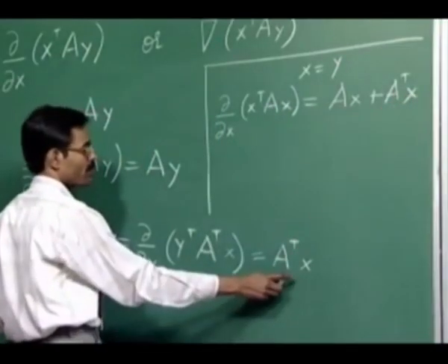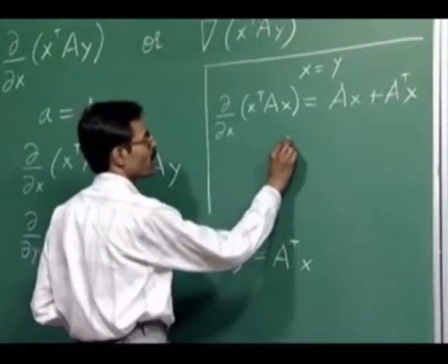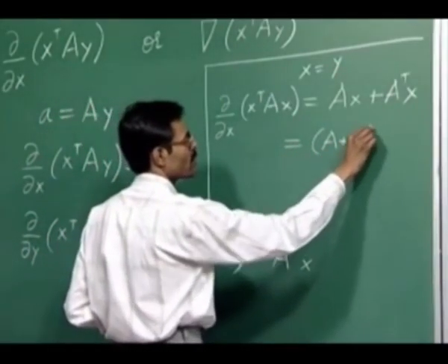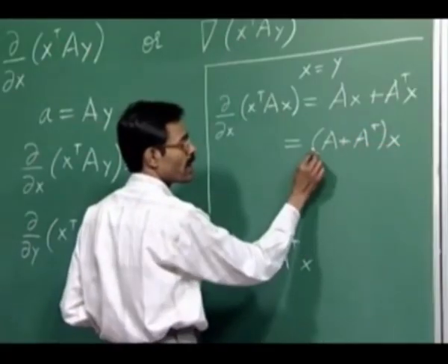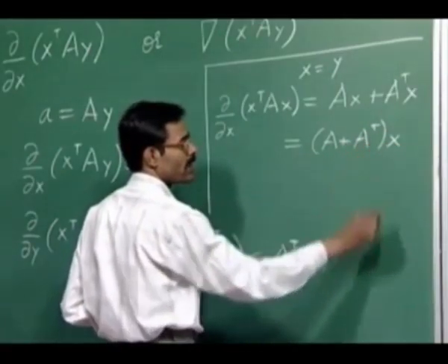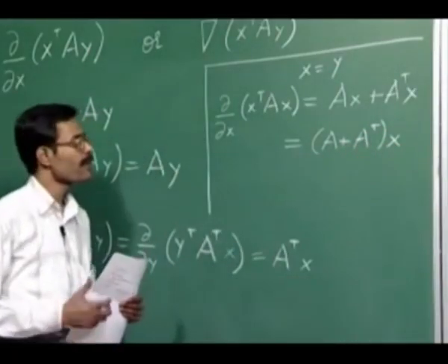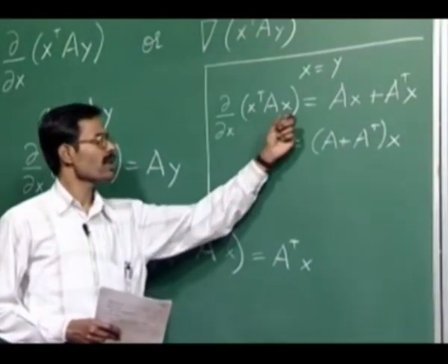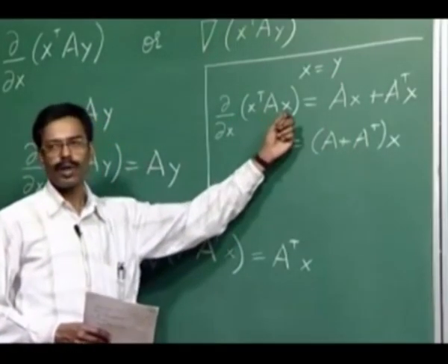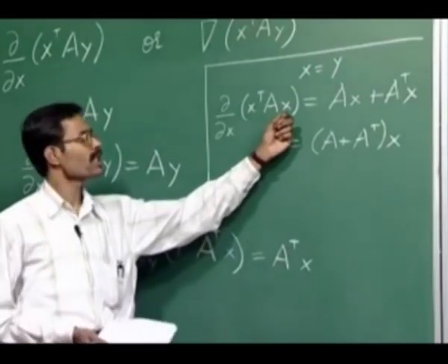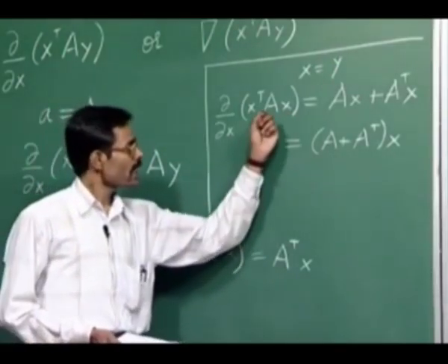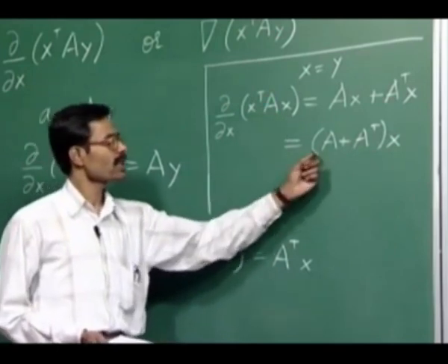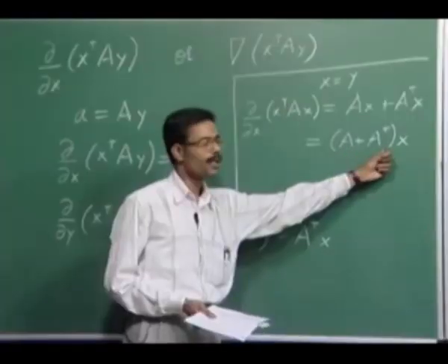From here, that means we have the gradient as A plus A transpose, times x. Note that this matrix is symmetric irrespective of what A is. This matrix is symmetric. Typically, in this kind of function, which is called a quadratic form, which we have encountered earlier also, A is taken as symmetric, but even if originally A is not symmetric, finally this will be symmetric anyway.